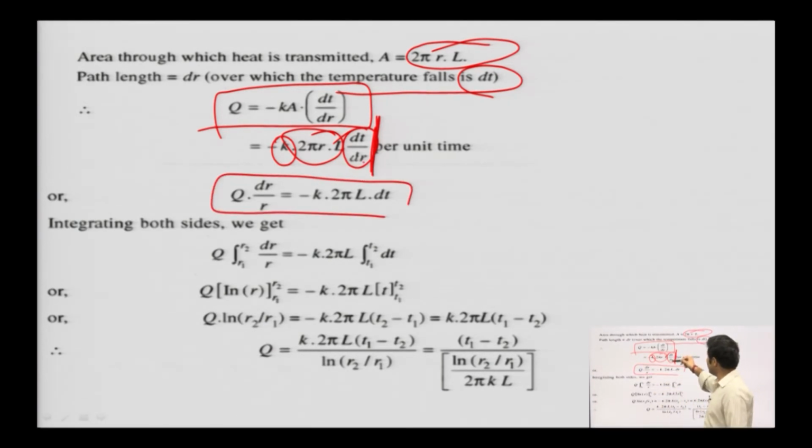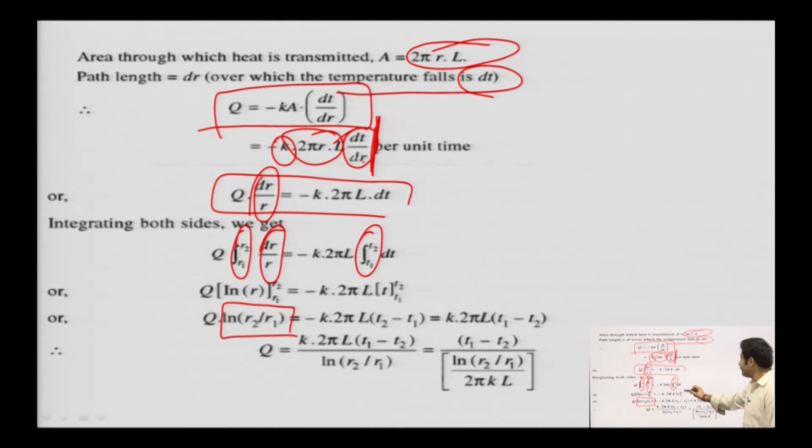So dr by r has been made the subject on the left hand side, and dT is left alone on the right hand side. Since they both are integral operators, you need to integrate them. The integration of 1 by x is ln x, so you will get the natural log of r2 by r1, and on the other side it is just dT, so it becomes T, and after putting the limits T2 and T1, it will be T2 minus T1. So ln r2 by r1 is equal to minus k 2 pi L times T2 minus T1.